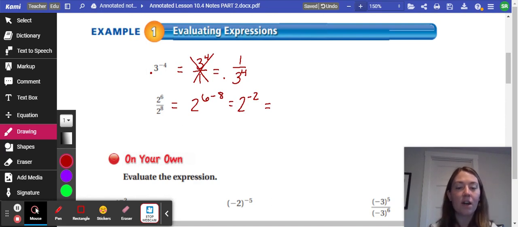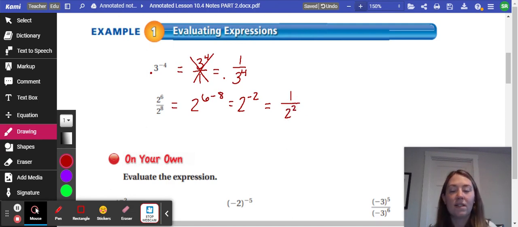You never want to write your answer with a negative exponent. So to make this exponent of negative 2 positive, we're going to do 2 squared, and then we need to flip it, right? It's the reciprocal. So 1 over 2 squared.